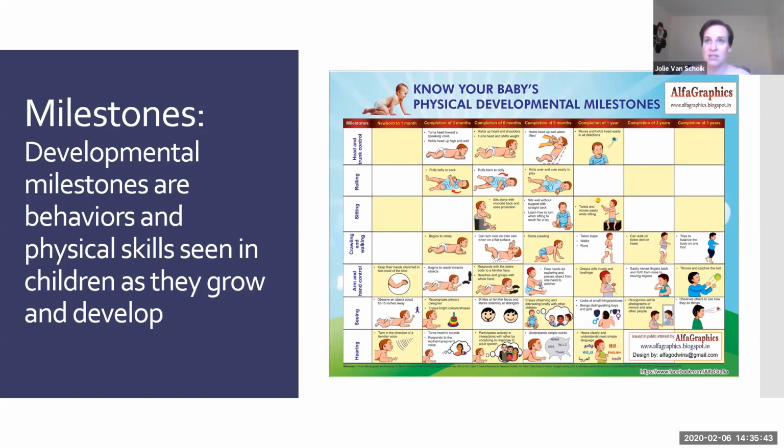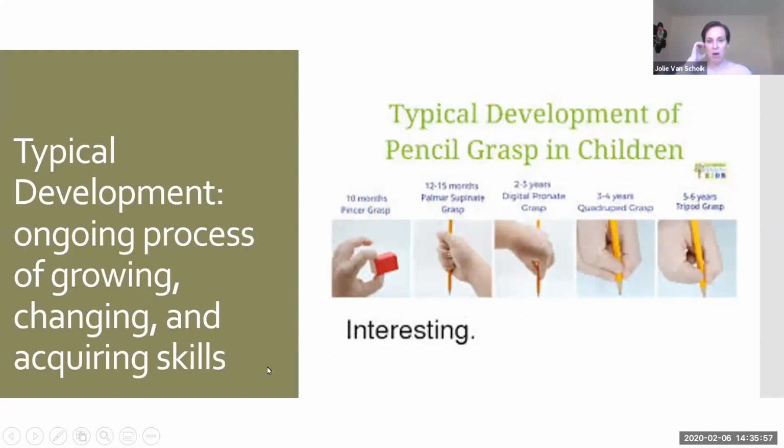After that, if they didn't walk at a year and a half or 2 years old, we might consider that a delay, and we might get a physical therapist who can help support them in their muscle tone and being able to walk and help the parents encourage that. So this is also typical development, and this is a milestone as well.